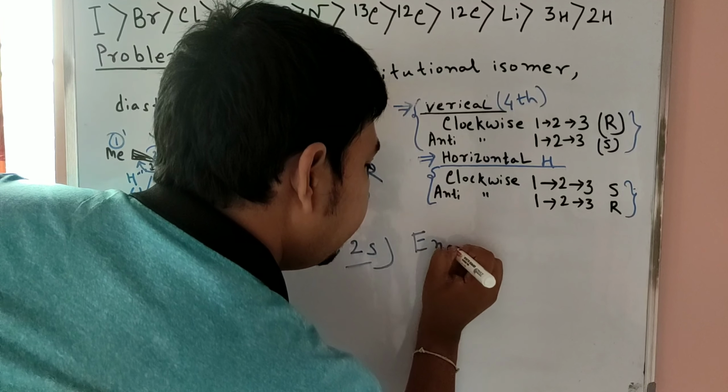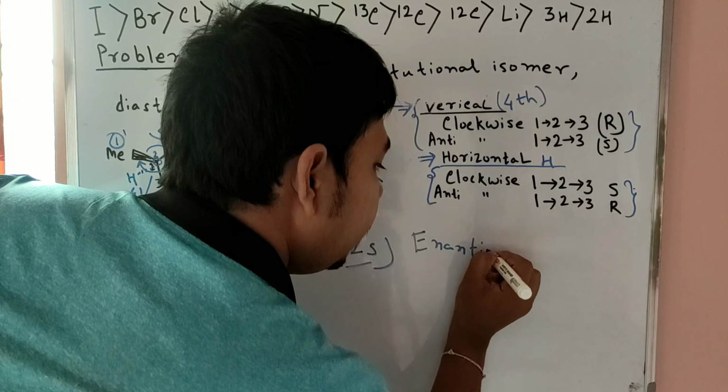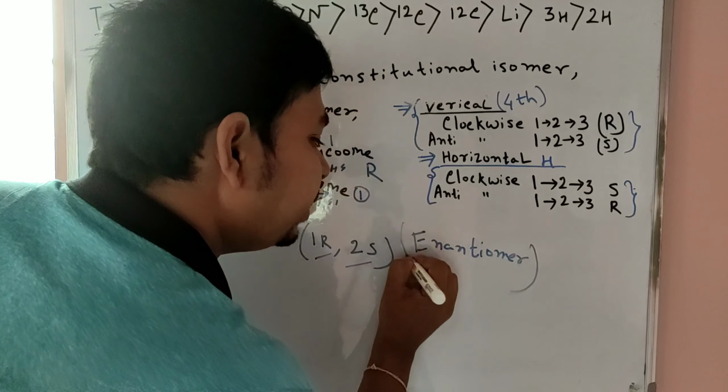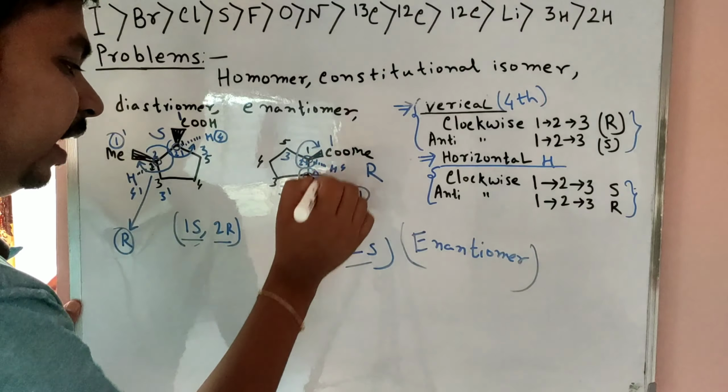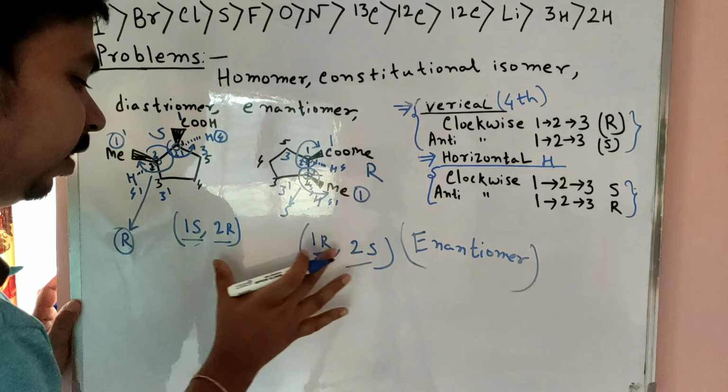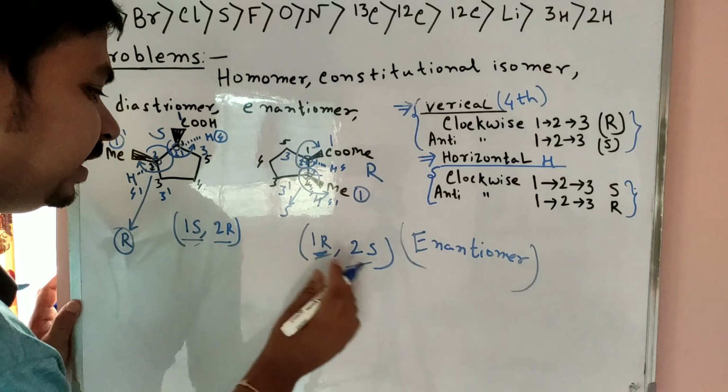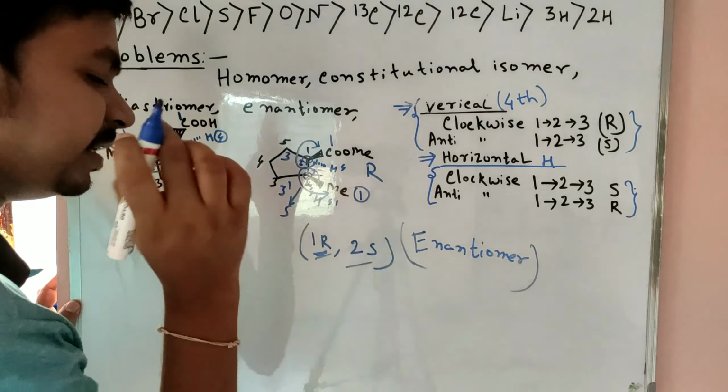So these two are in an enantiomeric relationship. Here 1S, and here when we show the priority order, 1R, and 1S, 1R, and then 2R changes to 2S. So these two are in an enantiomeric relationship.